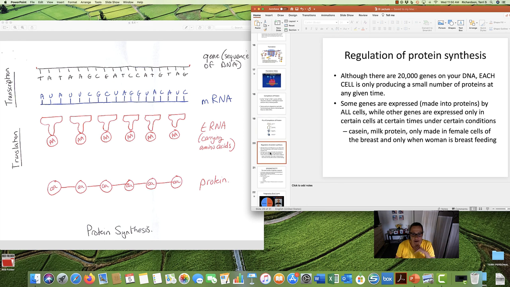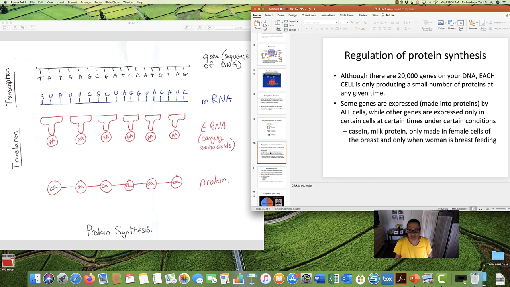Protein synthesis. Now, let me ask you a question to make you think. Well, the answer's on the slide anyway. But if we humans have about 24,000 genes, and a copy to make those genes is in every cell of our body, except for our sperm and egg cells, do you think every cell is making 20,000 proteins at a time? No. Depending on the cell, and that cell's job, a skin cell, an eye cell, a hair cell, a liver cell, lung cell, depending on that cell's job, it will only be doing protein synthesis to make a small number of proteins at any given time.